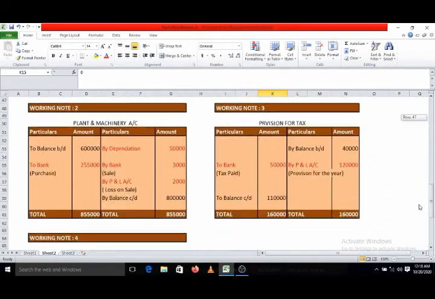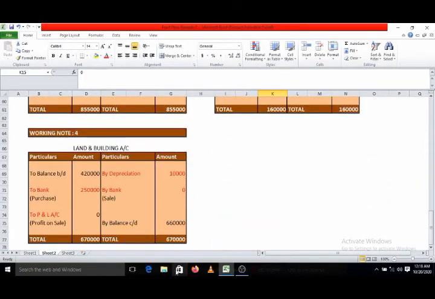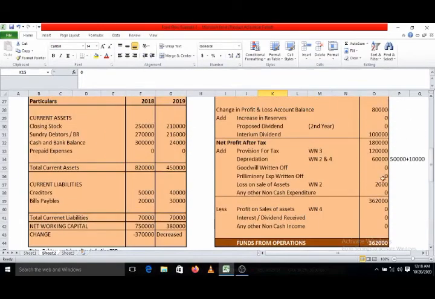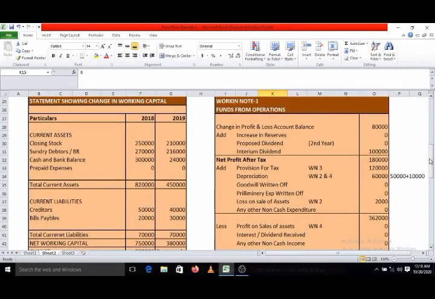After that, there is depreciation. Depreciation, where will it go? Funds from operations, which we have already considered in total depreciation. You can check out the total depreciation we have considered. It means the depreciation part is over in the funds from operation working note.